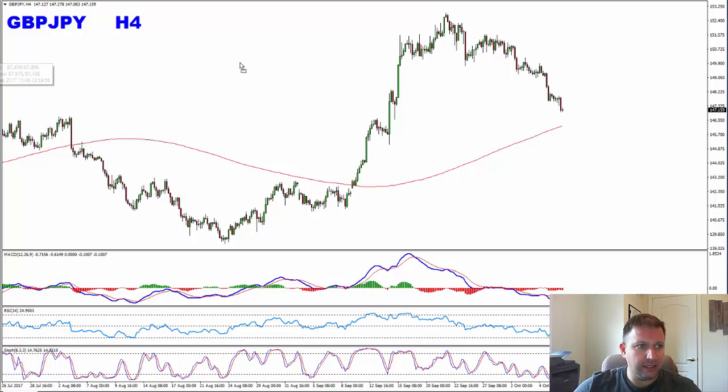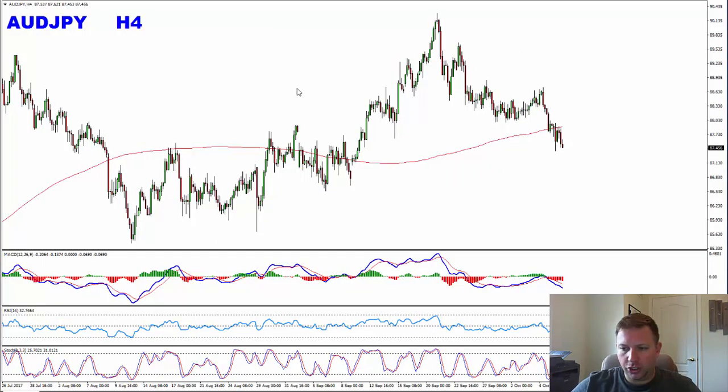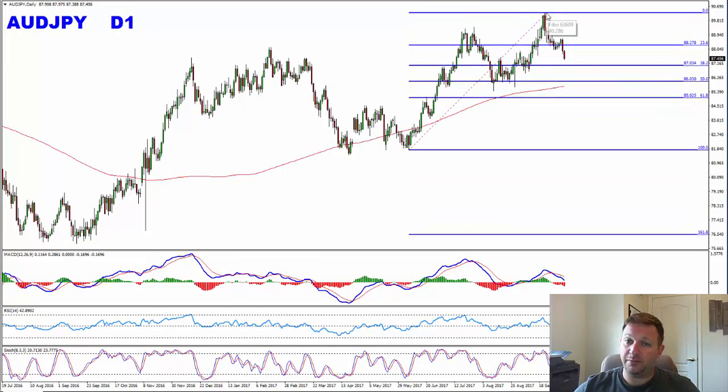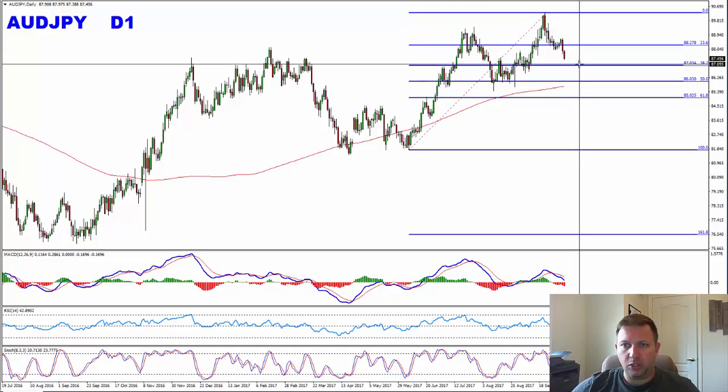Of course, we have the Aussie yen, which continues our journey down. We have this cycle and we are approaching the target. We have been talking about that for a while now. We are about to hit a beautiful target, more than 200 pips down. Pretty amazing ride.